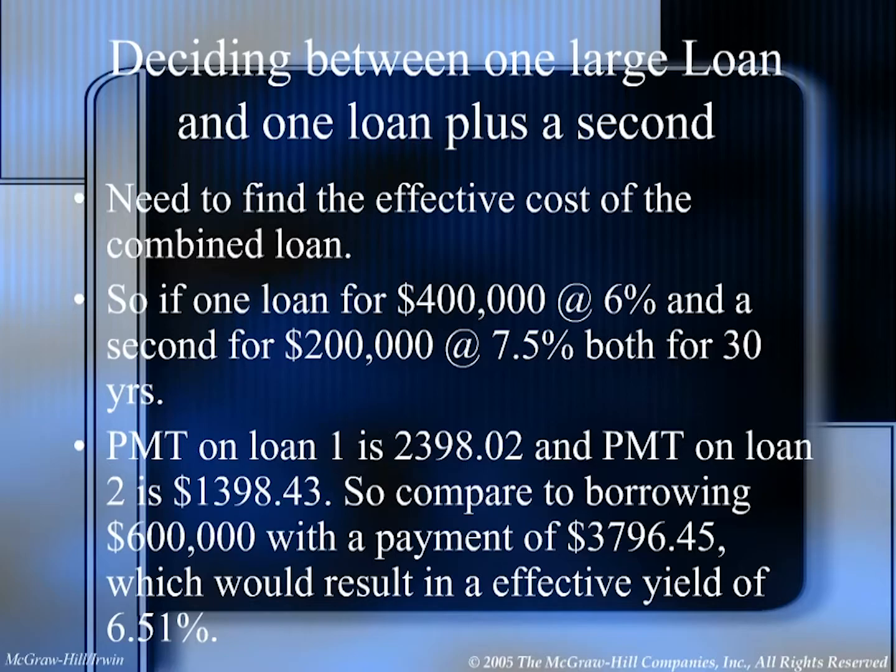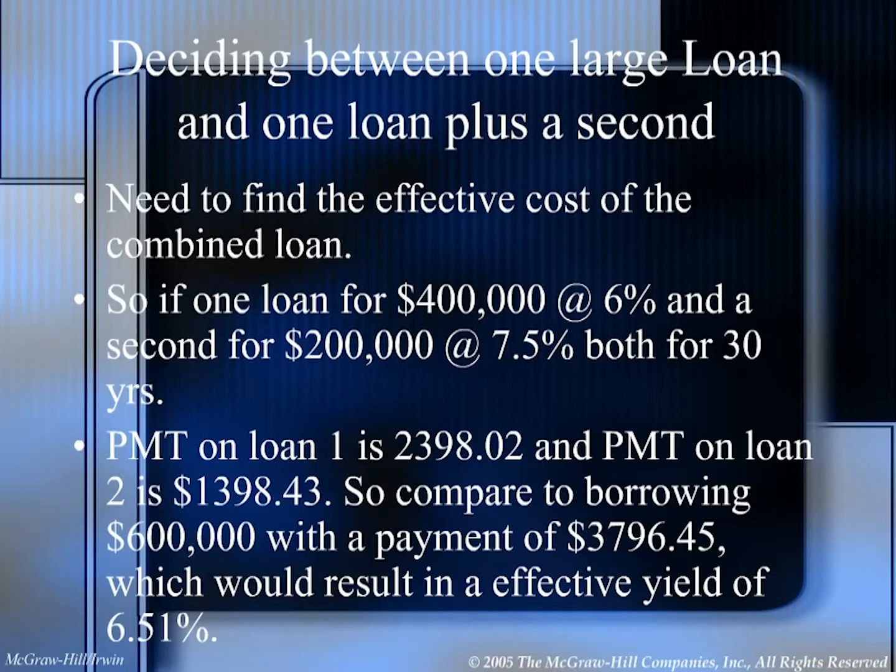Okay, let's look at the decision between borrowing one large loan or one loan plus a second. This often comes up if you're borrowing more than the $417,000 that's now considered a conventional loan, versus anything over the 417, which is considered a jumbo. Generally it will cost you a little bit more for a jumbo versus a conventional.